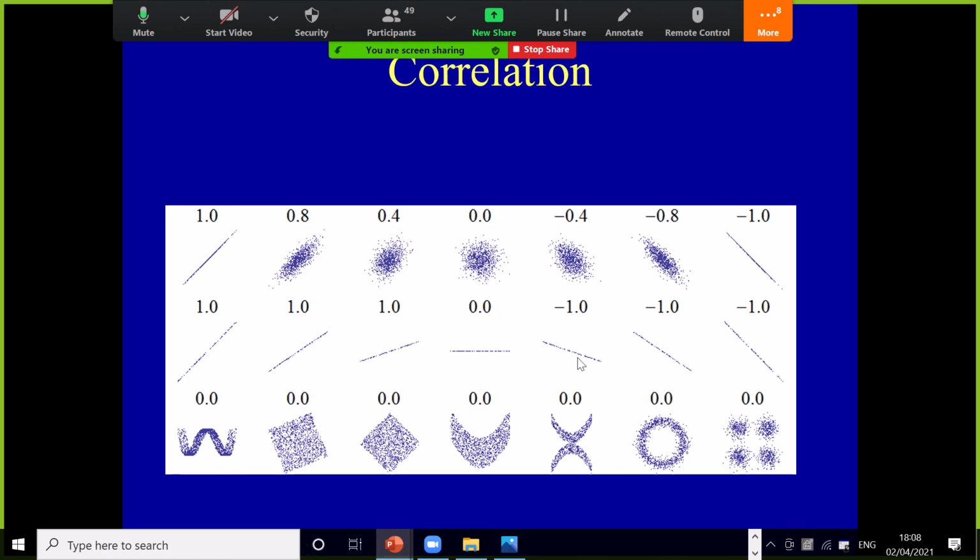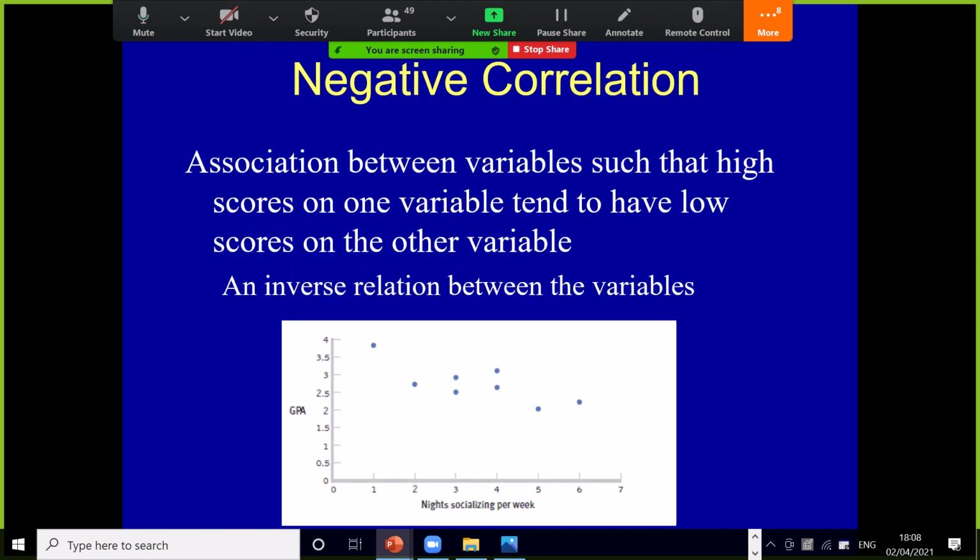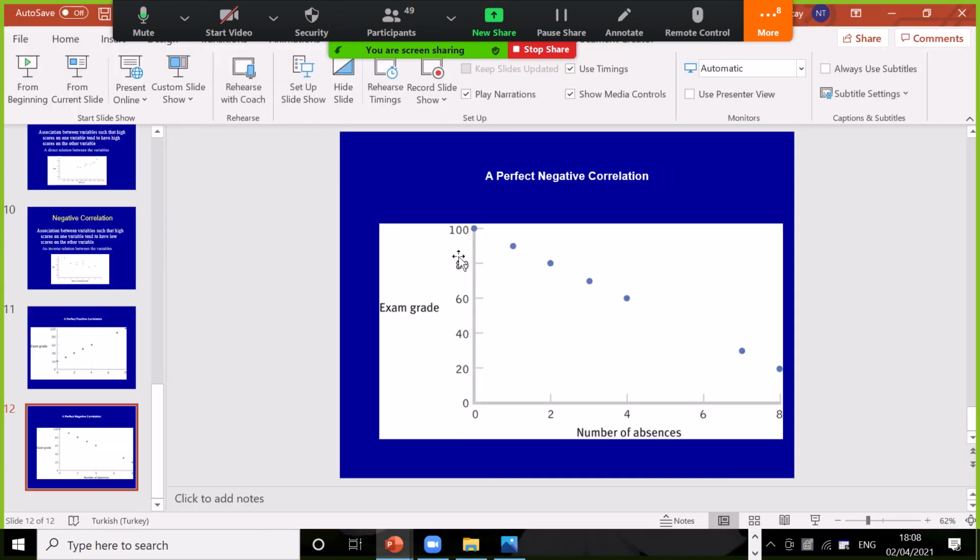And these are other symbols here. All these are measurements, by the way. The more dots you see, the more patients, the more measurements we have here, and the more scattered it is, the more unrelated it is. Yes, these are positive and negative relation examples here.